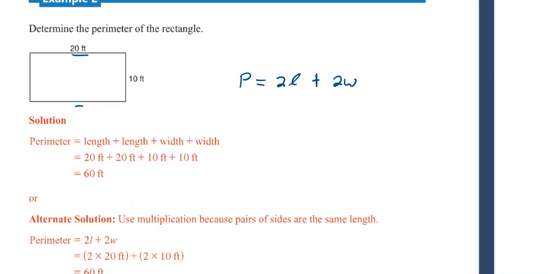I know this one was easy enough, you could just put it in, but sometimes we want to write it out as an equation too. So if I was solving for this now, the perimeter is equal to 2 times the length, so 2 times, and then what am I going to put in for L?